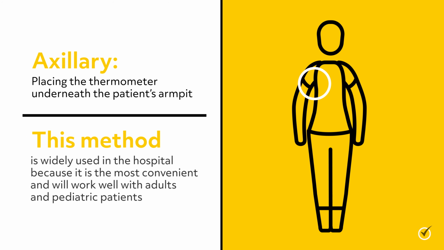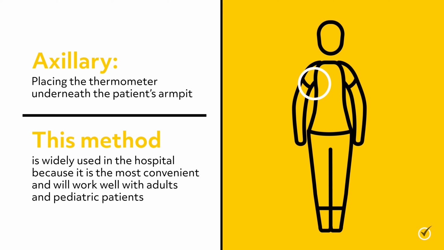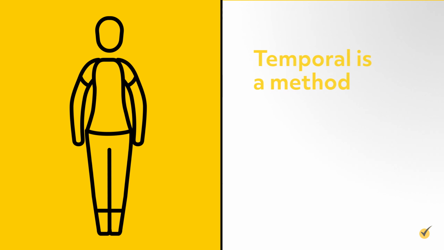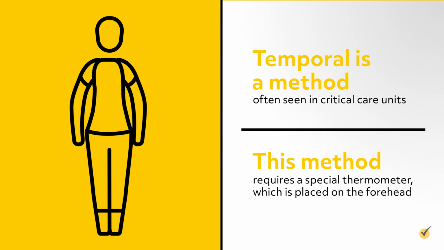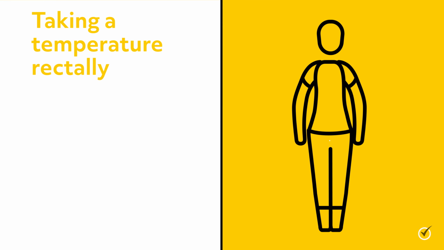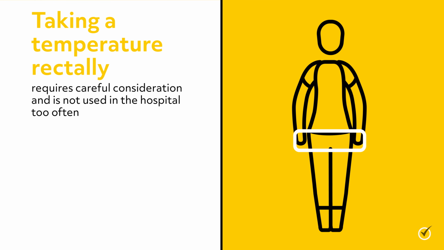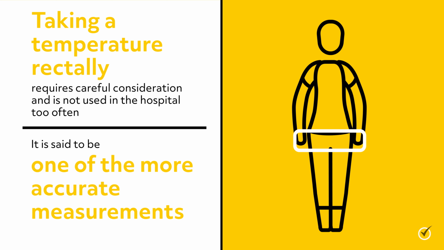This method is widely used in the hospital because it is the most convenient and will work well with adults and pediatric patients. Temporal is a method often seen on critical care units. This method requires a special thermometer which is placed on the forehead. Taking a temperature rectally requires careful consideration and is not used in the hospitals too often. However, it is said to be one of the more accurate measurements of the body's true temperature.